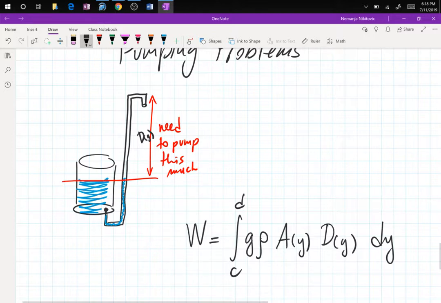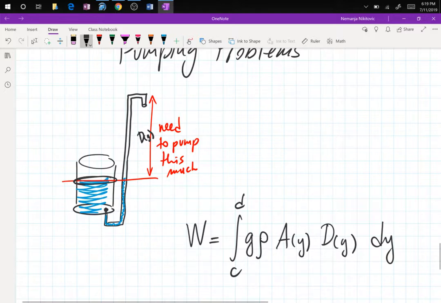Oh, that's what we're going to do now. A of y is going to be the area of the cross section. In this case, it's a circle because this is a cylinder. But if you take this cylinder and put it sideways, it's going to be a rectangle, right? Because if you take your cylinder and cut it this way with a sword and take a look at the cross section, it's area.